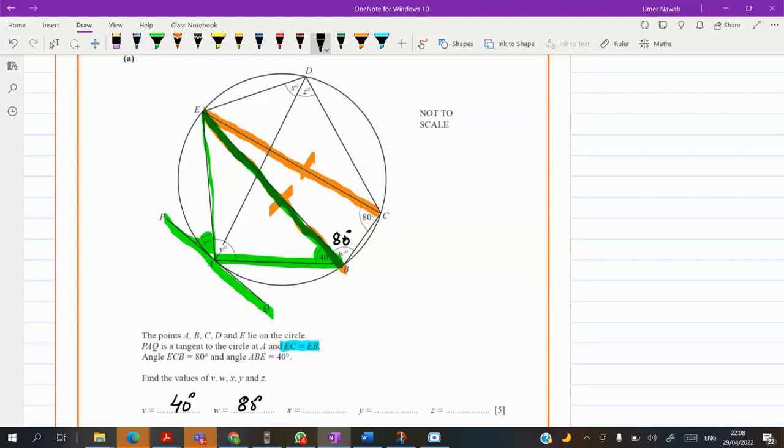Now I want to find X. So if you want to find X, X should be 40. The reason is this arc is subtending an angle at the circumference of 40, and also it is subtending an angle at D. This should also be 40.